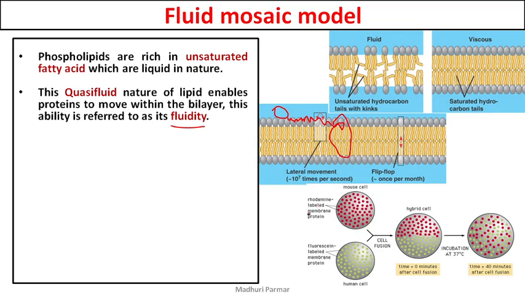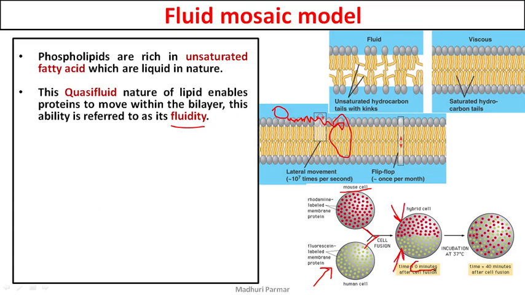Think of this experiment. There is a mouse cell, and the mouse cell has different phospholipids and it has proteins. These proteins are tagged by red colored dye, so the proteins become red colored. Then you take a human cell, and the human cell proteins are labeled with a green colored dye. Now artificially you are fusing the two cells. You are forcing the cells to fuse. As soon as they fuse, you will see a hybrid cell. The top portion will be of mouse, the bottom portion will be of human.